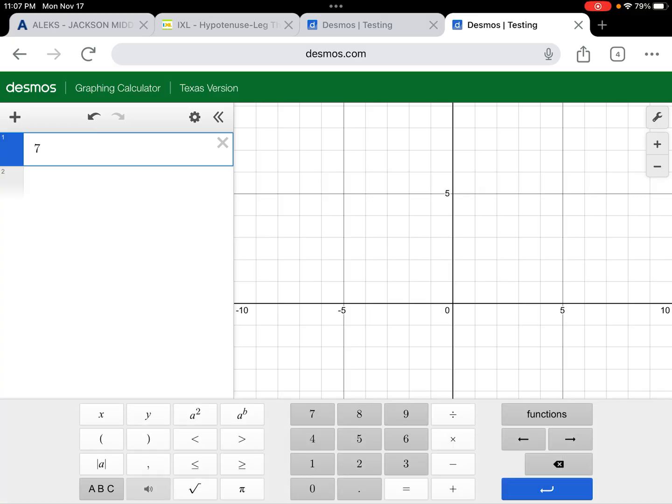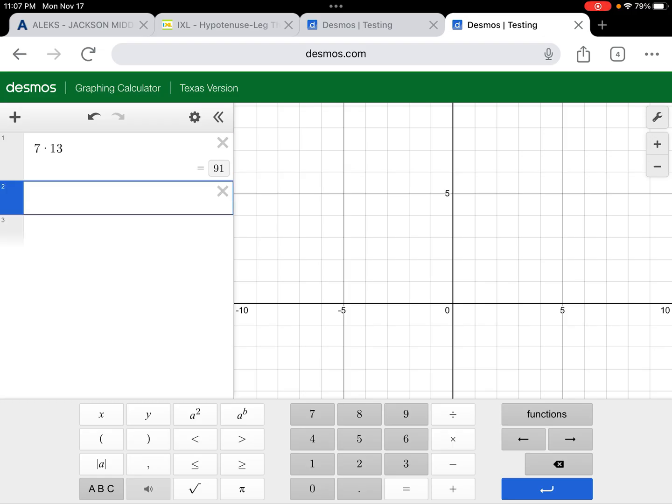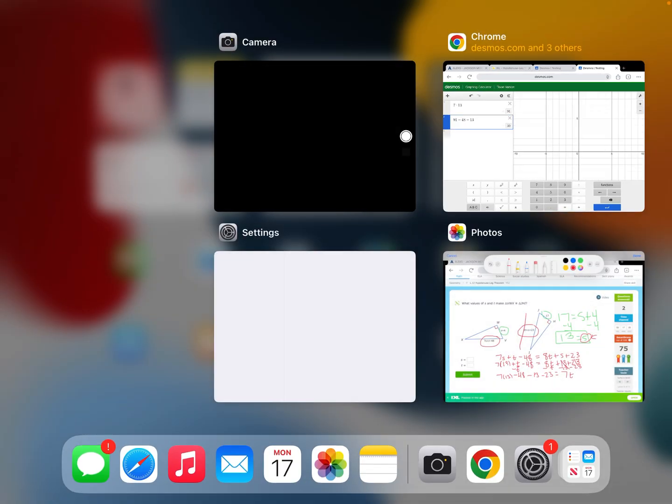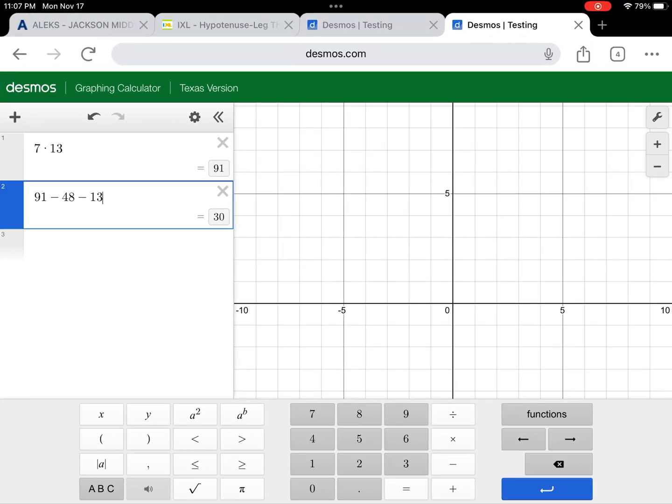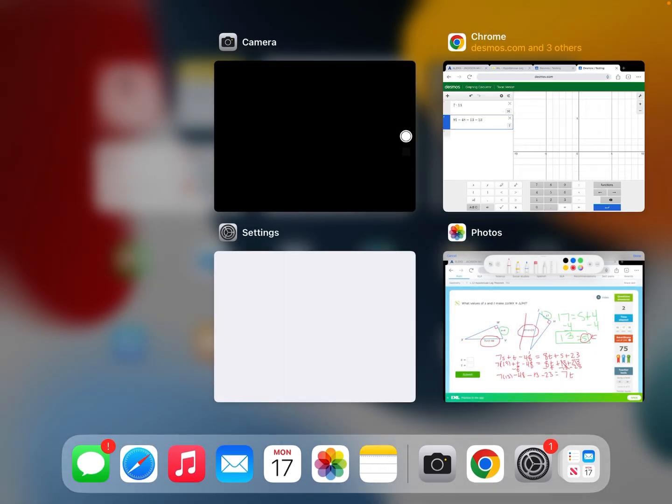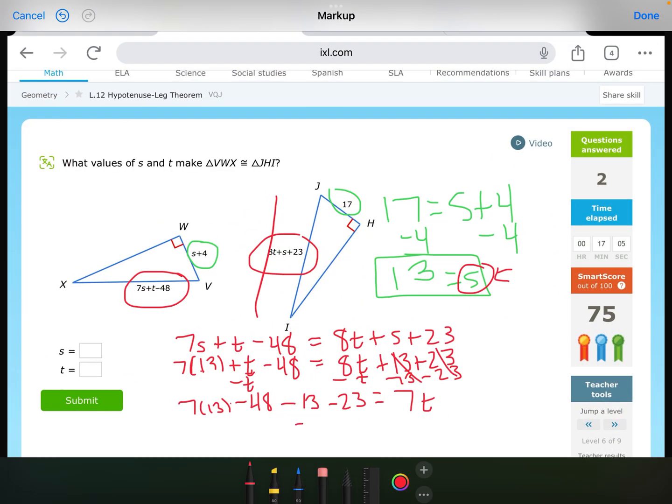So we got 7 times 13. We get 91. So 91 minus, I believe it was 48 minus 13. And then what was our last number? 23 minus 23. And, well, what do you know? We get 7. So our final answer here, once we do all the simplifying, is that this turns into 7 equals 7T. Therefore, T equals 1 once I divide by 7.